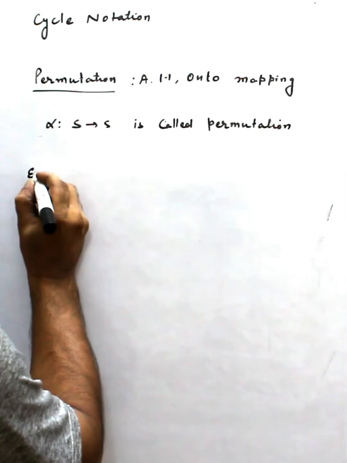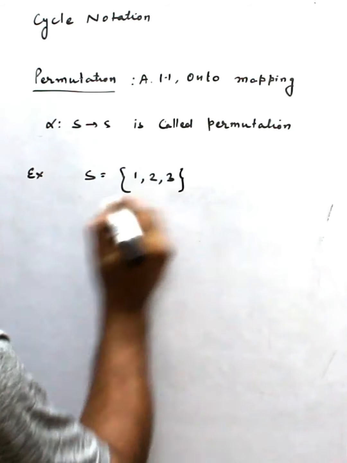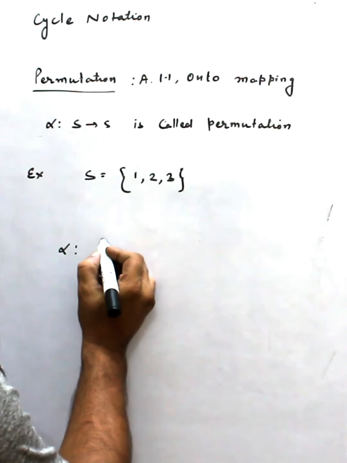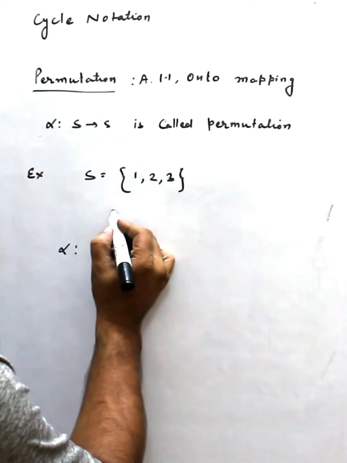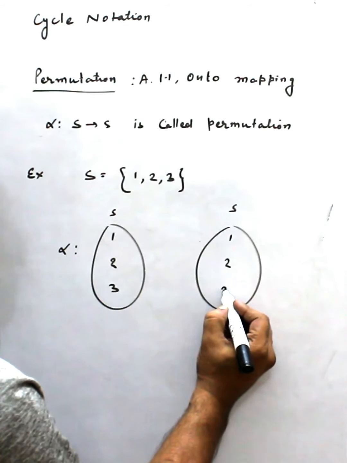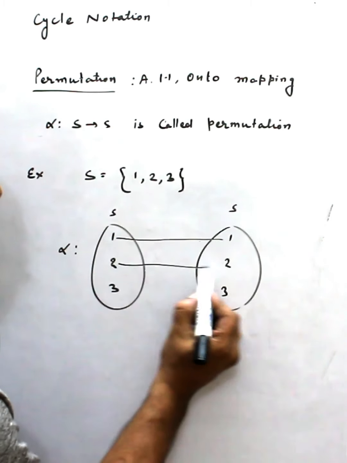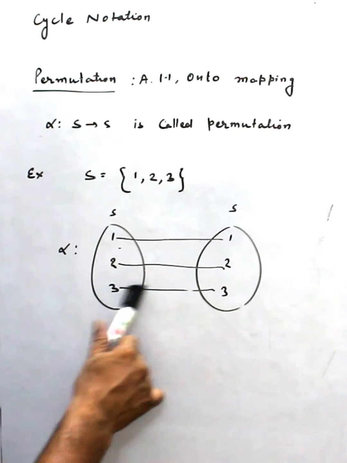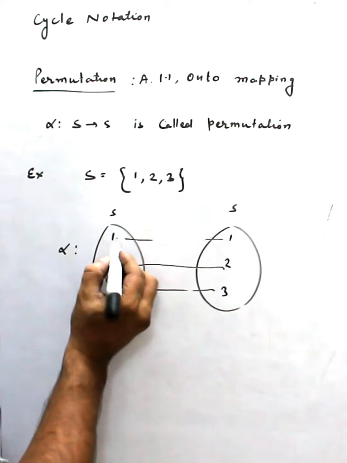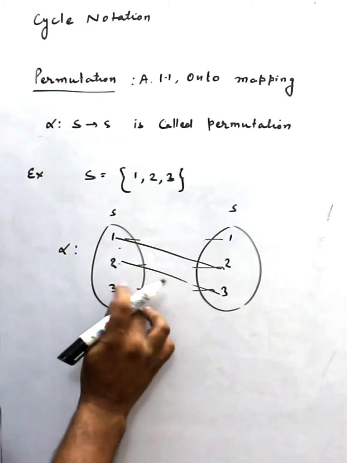Example: if I take S as 1, 2, 3, only 3 elements, and alpha is a permutation from S to S. How we can define this, we have already discussed. Either I define 1 goes to 1, 2 goes to 2 and 3 goes to 3, or I can define this goes to this and this goes to this and 3 goes to 1.